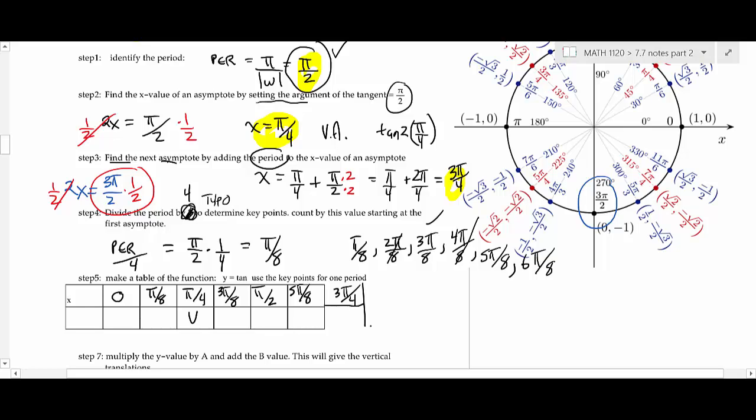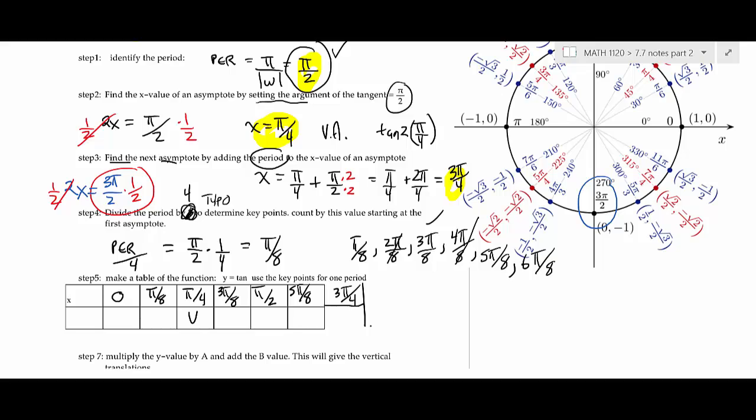Okay? So again, what you've got to keep track of is the period is pi over 2. I take a fourth of that to figure out how to increment those numbers. Does that make sense? Okay, then I just count it out. You'll be able to count that out in your head and reduce as we go. Now, where are our asymptotes?